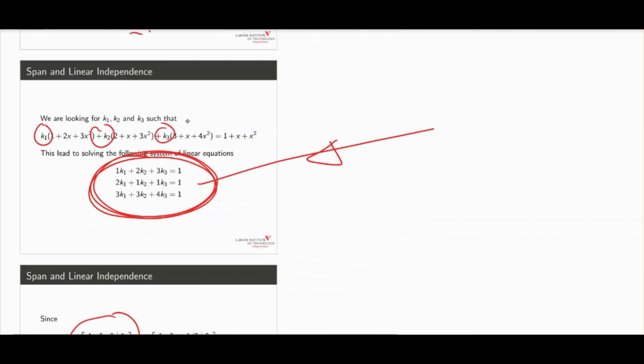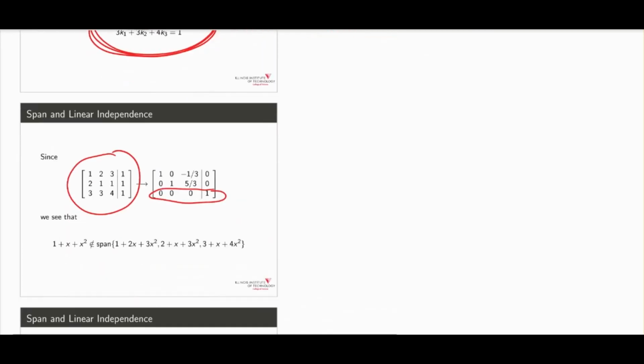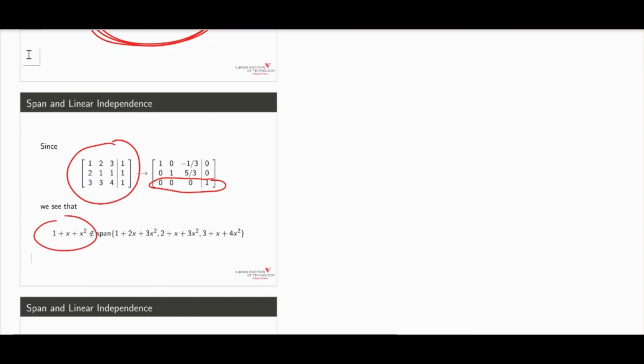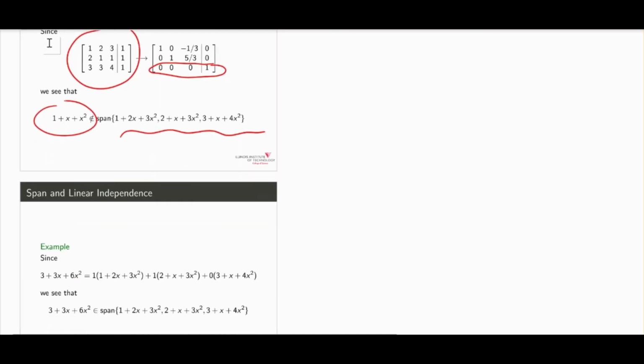The system here is inconsistent, right? There's no way you can find K1, K2, and K3 such that K1 of this polynomial, K2 of this polynomial, and K3 of this polynomial equal this. So you will see that this particular polynomial is not in the span of these three vectors. Vectors, polynomials, same thing because of vector space. As you can see, the definitions apply equally well to all the vectors in the vector spaces, not only Rn.